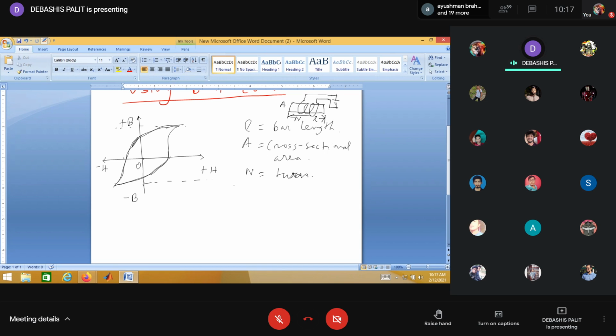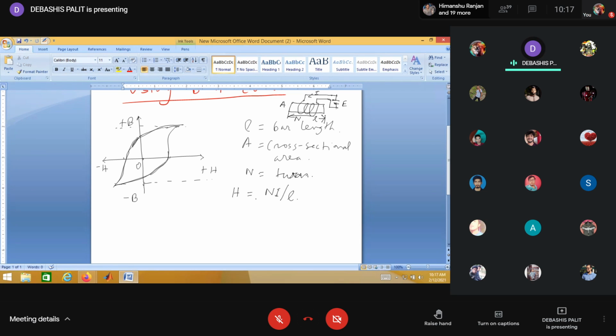And now the magnetic field intensity H, if the current flowing through the conductor is I, is equal to NI by L, ampere turns divided by the magnetic flux path length, actually the length of the magnetic material.